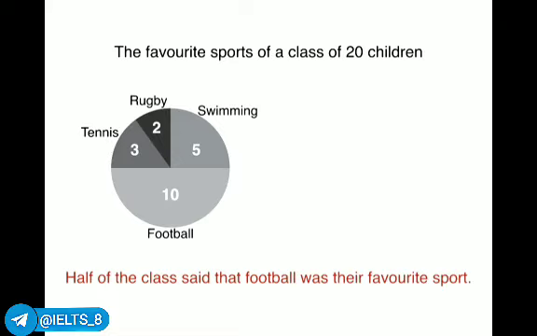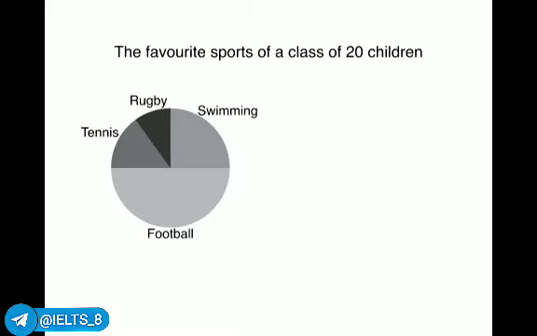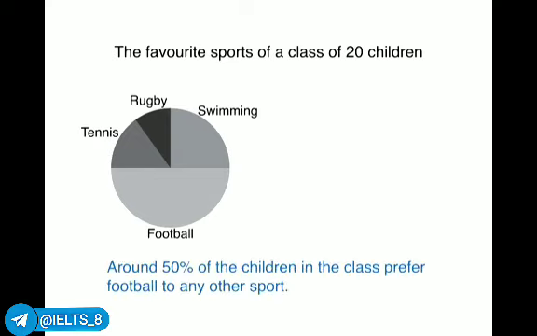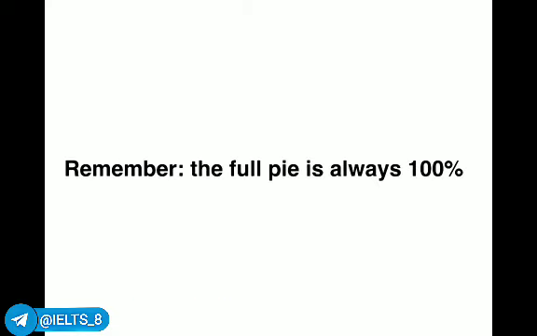And even if you don't see those numbers, we can still see percentages or proportions in the pie chart. The full pie chart is 100%, so it looks like football is approximately 50%. And we can say around 50% of the children in the class prefer football to any other sport. So the key thing to remember with pie charts is the full pie is always 100%.